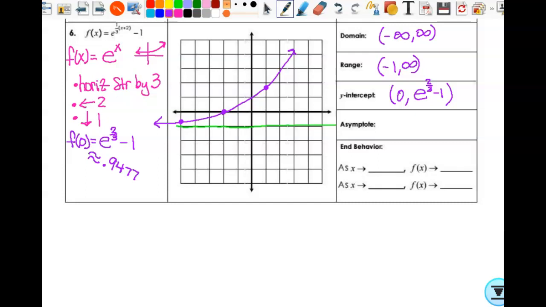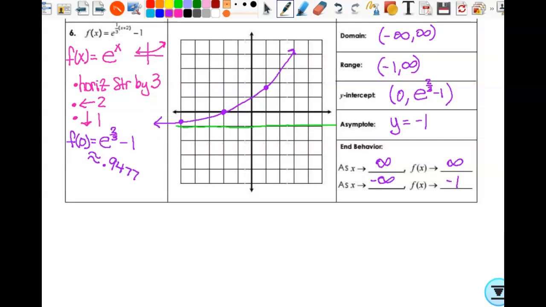All right, so my asymptote is at y equals negative 1. As x approaches infinity, f of x approaches what? Infinity. And as x approaches negative infinity, f of x approaches negative 1. Okay. What questions you got?